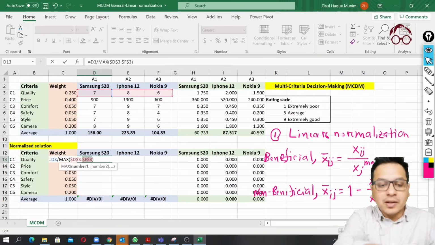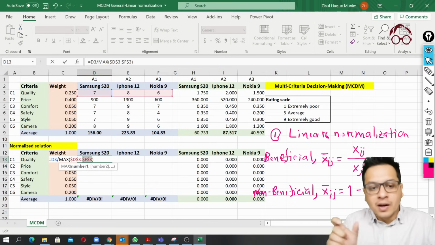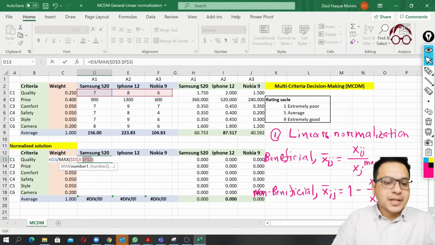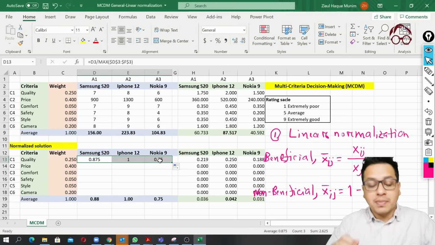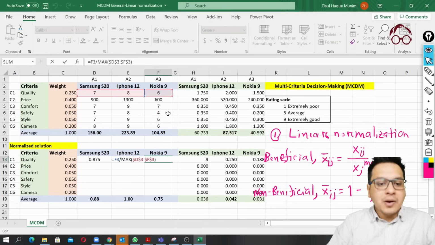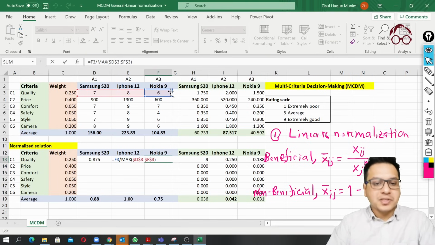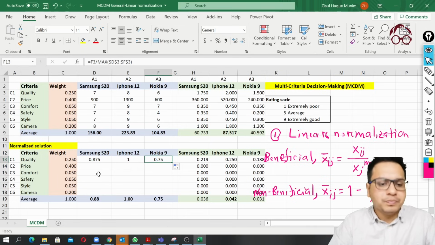We want all the ratings under each of the alternatives to be divided by the max value of this range of values in the quality. So we fix these values using F4. It could be a slightly different command on your computer, but mine is F4, or you can put the dollar symbols manually by yourself. Okay, so that's what we did. We just dragged it. So now this value is also divided by the max value. The max value we can see here, it's a simple problem with few alternatives, is 8, and we divided all these three values by 8.